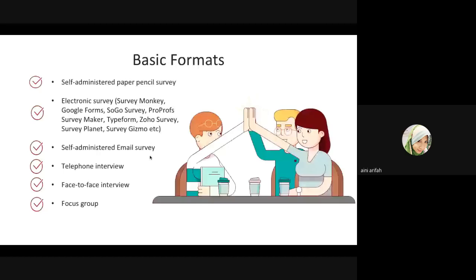The next method is by using an electronic survey. Electronic survey is one of the most recent popular methods used by researchers. Some people use SurveyMonkey, some use Google Forms, Sogo Survey, sometimes ProProf Survey Maker. We have Typeform, Zoho Survey, Survey Planet, Survey Gizmo, and many more out there.